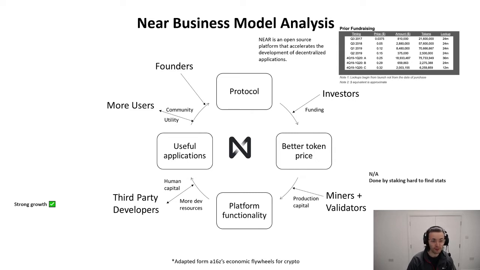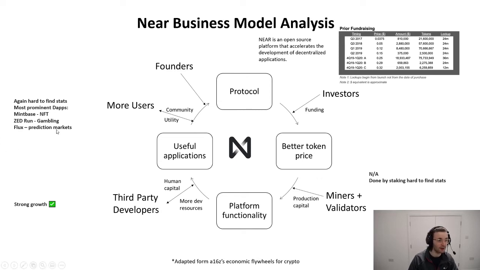Then in terms of moving around the flywheel, useful applications. Again, it was really hard to find stats on this, but the most prominent dApps are Mintbase, which has just taken off due to the NFT stuff. They've got a testnet on Near. Zrun, which is like a horse racing thing for gamblers, and Flux, which does prediction markets.